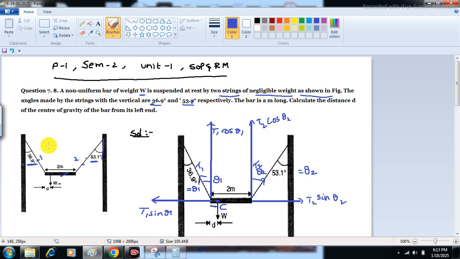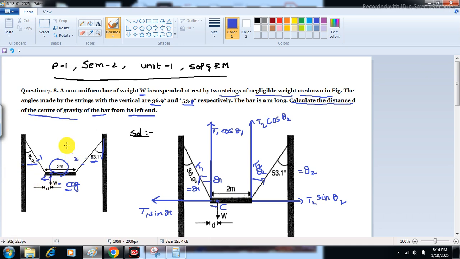The bar is 2 meters long. Calculate the distance d of the center of gravity of the bar from its left end. So this is the point we call the center of gravity, let's say C. We have to calculate the distance from the left end to the center of gravity.